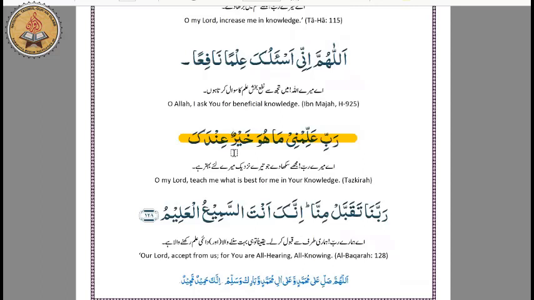Okay. And just over here, do you know what sign is above the ra on the khayrun? Inverse dhamma. So it's not an inverse dhamma quite. It's the tanween of dhamma. So when you read it, it's khayrun. It produces like a noon sound. Khayrun. Okay? Jazakallah.